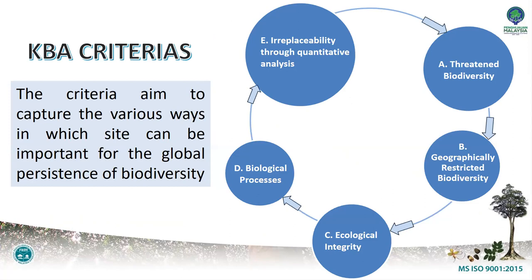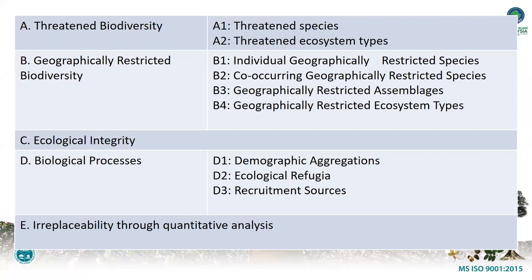Ini adalah kerana lima kriteria utama di mana kawasan-kawasan tu holds threatened biodiversity ataupun geographically restricted biodiversity ataupun act sebagai standing ecological integrity ataupun sites tu boleh maintain biological process ataupun sites yang shows highly irreplaceable menggunakan quantitative analysis. Jadi sedikit penerangan berkenaan dengan kriteria-kriteria ini. Untuk site yang trigger kriteria A ialah sites yang important for globally threatened biodiversity. So sites yang hold significant proportion of global population of species yang at risk of extinction, they under sub-criteria A1. Manakala sites yang hold significant proportion of ecosystem types yang at risk of collapse, they under sub-criteria A2. Jadi kalau kawasan-kawasan ini hilang, risk of species extinction dan juga ecosystem collapse ni akan increase greatly.